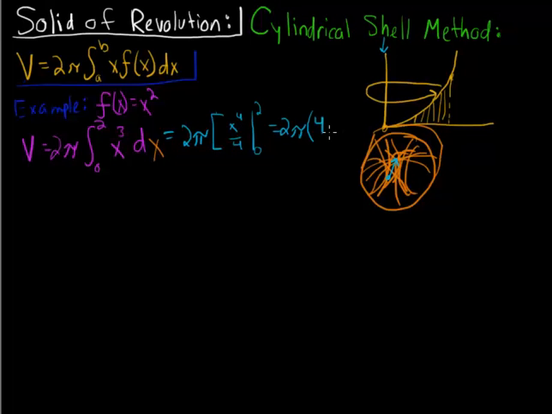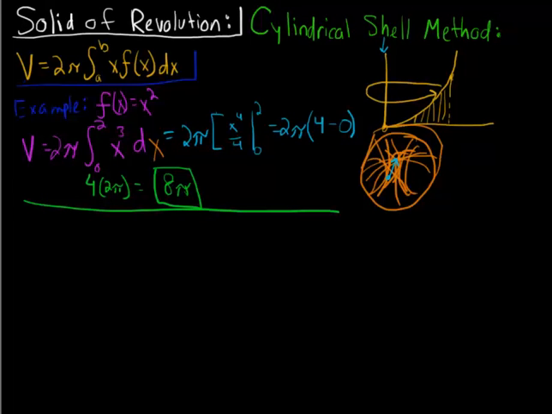And 4 minus 0, because 0 to the 4th power is still 0, and 0 divided by 4 is still 0. So 4 minus 0 is still 4, so just 4 times 2 pi, very short one. 4 times 2 pi is just 8 pi. And there we go.